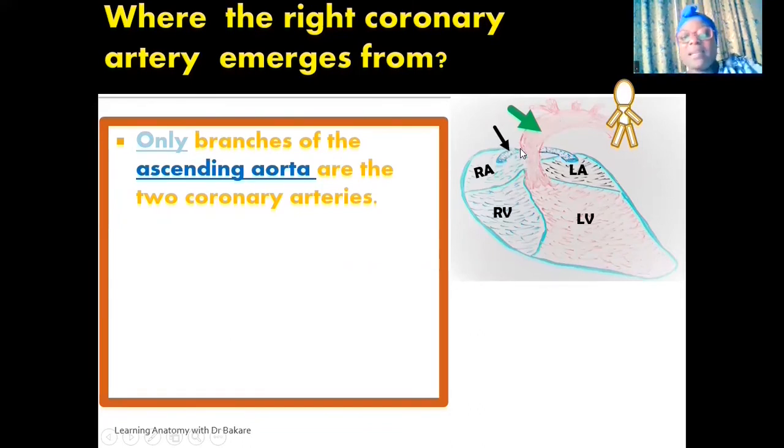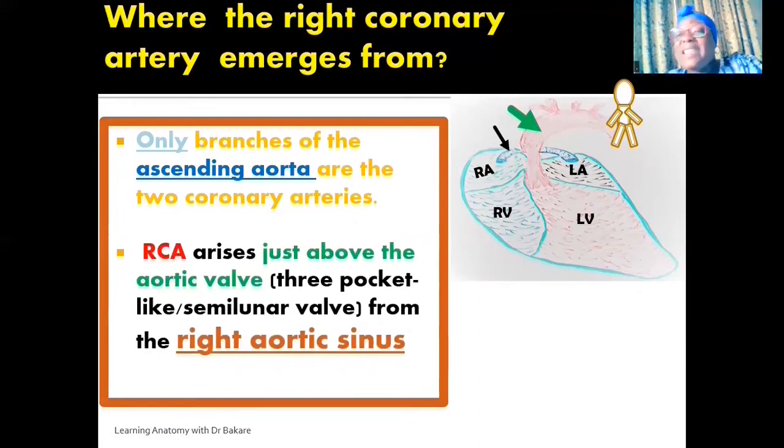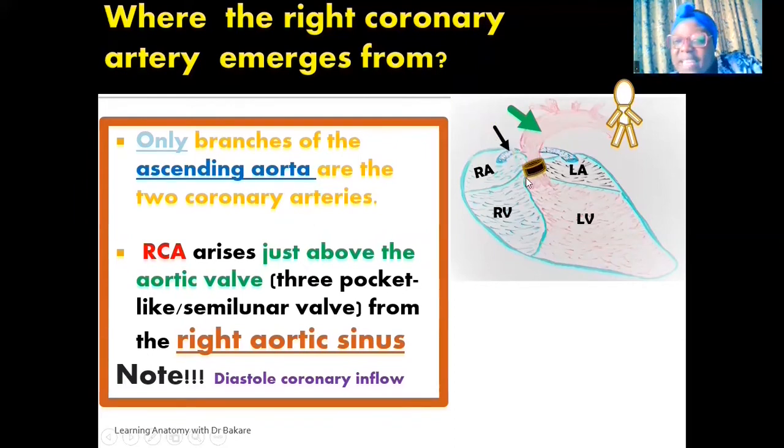Let's dive in specifically to see where the right coronary artery emerges from. We know that it emerges from the ascending aorta. There is a formation of the aortic valve. This is the aortic valve here that is highlighted in black. This valve helps to control the path through which blood will flow into the aorta. So it's like a guide that helps to prevent the backflow of blood into the left ventricle.